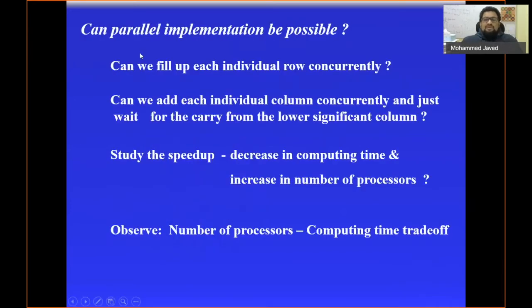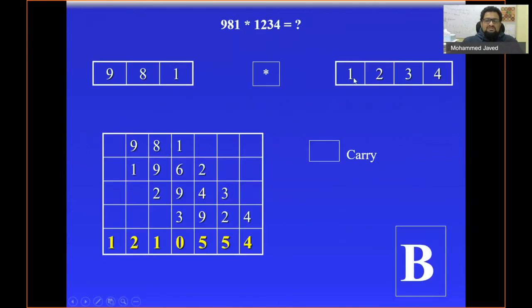So now, by looking at the idea of multiplication, the algorithm which we have discussed, some questions come. Can the parallel implementation be possible? Can I have 4 people? For example, I want to multiply 981 into 1, 2, 3, 4.